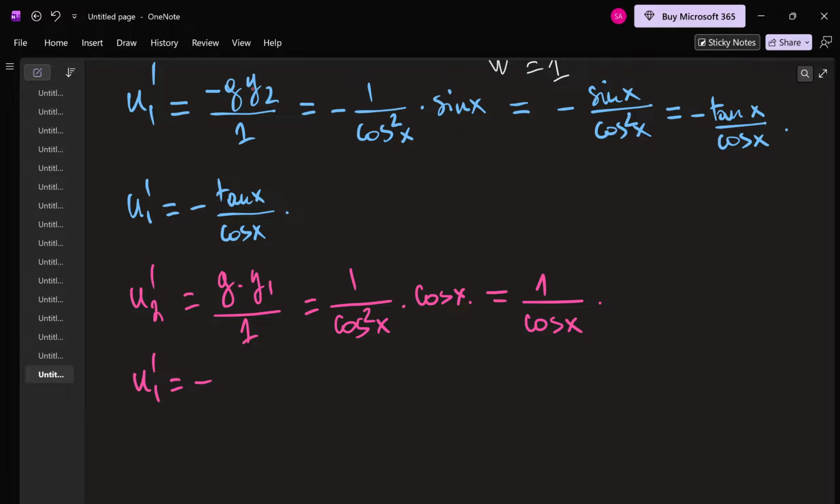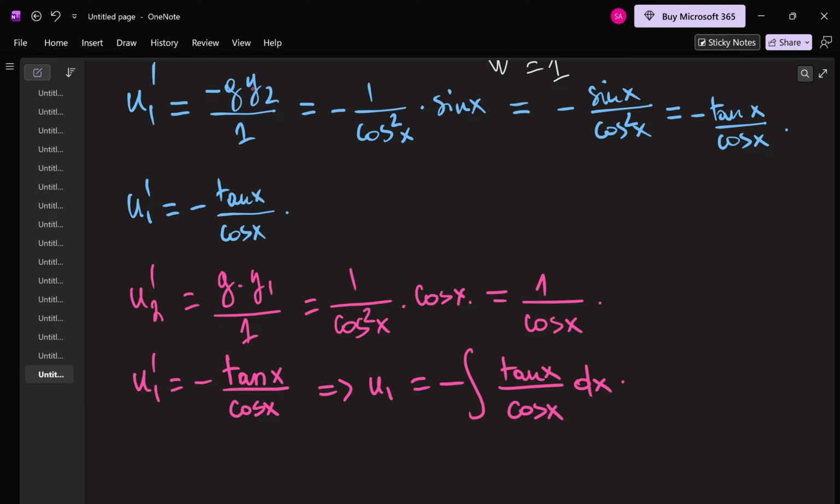So, minus tangent x over cos x. So u1 would be minus the integral of tangent x over cos x dx. And what is the integral of this function? Can you compute it?